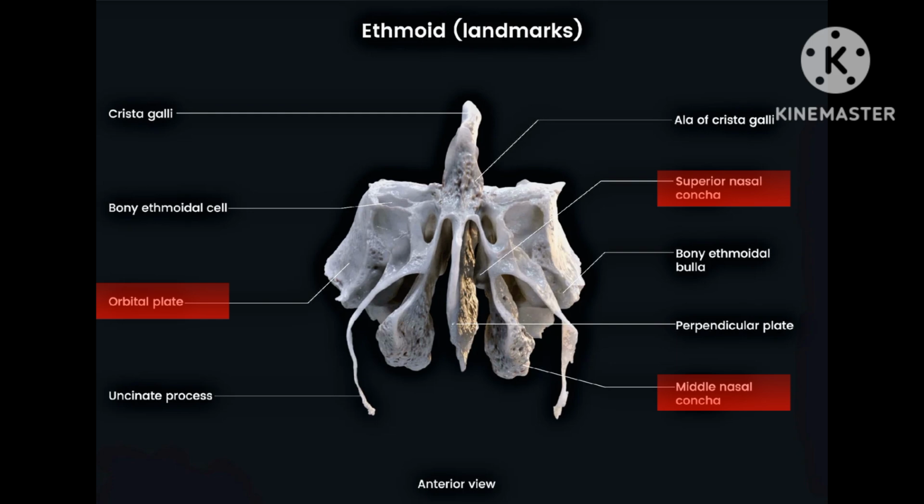The ethmoidal air cells are paranasal sinuses, air-filled spaces, found in each ethmoidal labyrinth of the ethmoid bone. On each side there can be distinguished anterior, middle, and posterior ethmoidal air cells. The orbital plate of the ethmoidal labyrinth is a thin bony plate covering the ethmoidal cells from the orbital side. It forms the lateral surface of the labyrinth and participates in forming the medial wall of the orbit.